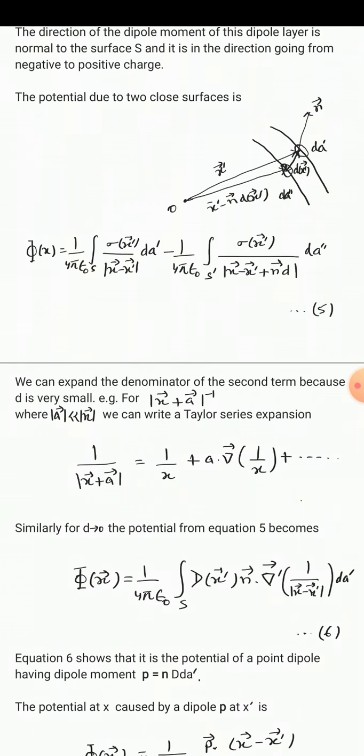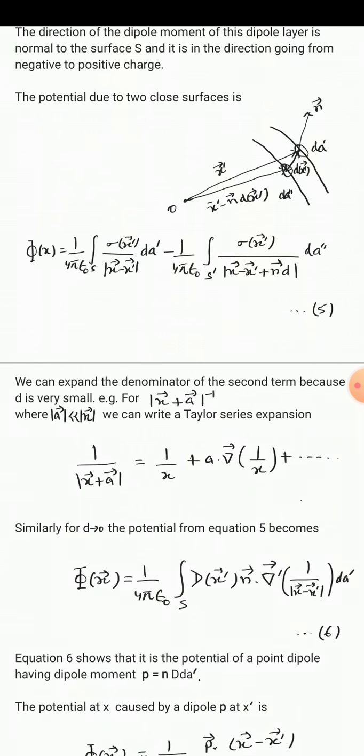So here we can expand the denominator of the second term of equation 5, because this small d is a very small value. For example, if we have x plus a inverse expansion, where modulus of a is much less than modulus of x, then we can write the Taylor series expansion of 1 over modulus of x plus a as 1 over modulus of x plus a dot del of 1 by x, plus so on. Similarly, we can use this for the second part of the integral in equation 5, because we treat that denominator in the same manner.